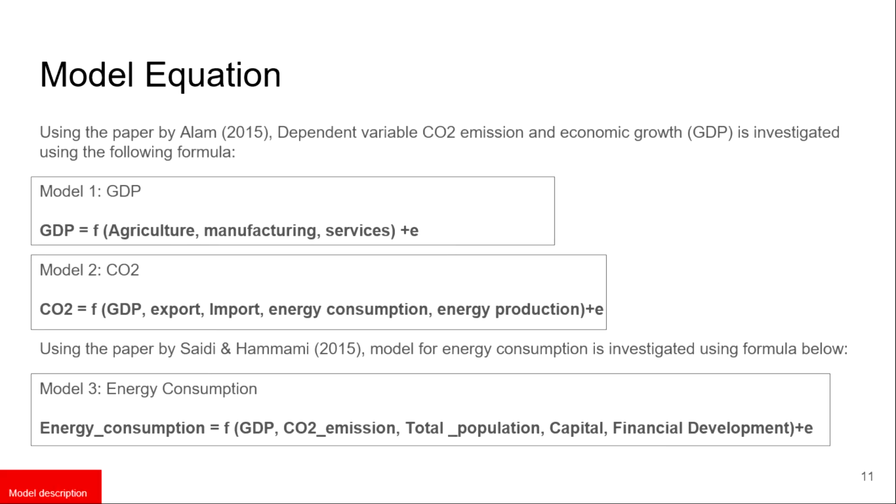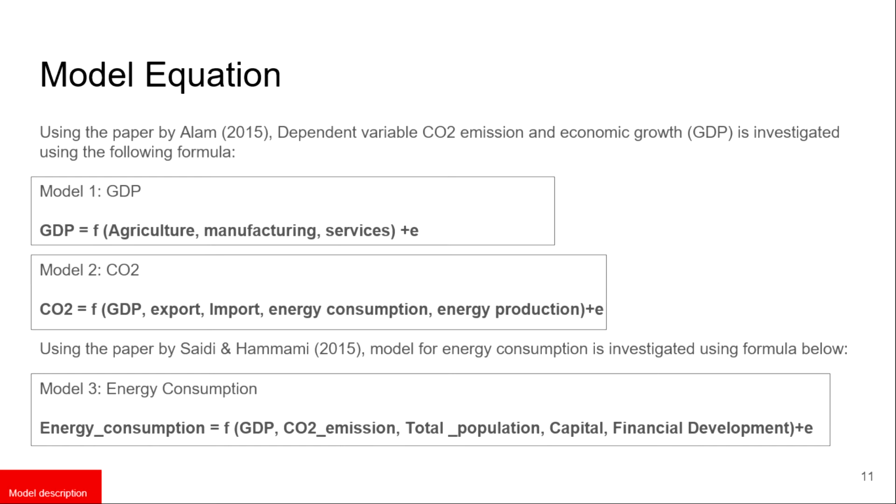For our research, we have used three models. The first model has GDP as the dependent variable, while the independent variables are agriculture, manufacturing, and services. For our second model, the dependent variable is CO2, while the independent variables are GDP, export, import, energy consumption, and energy production. Both of these models are based on the paper by Alam 2015.